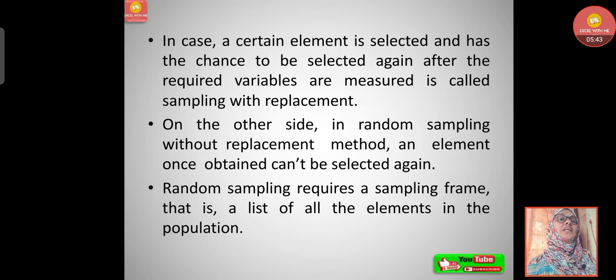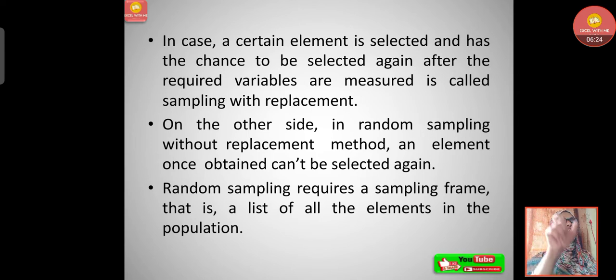In case a certain element is selected and has a chance to be selected again after the required variables are measured, it is called sampling with replacement. That is, certain elements have the chance of getting selected again after the required variable. That is replacement. On the other hand, in the random sampling without replacement method, an element once obtained cannot be selected again. Once selected means selected, no replacement of that.